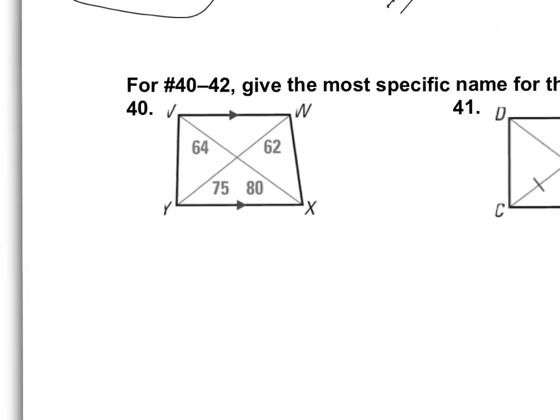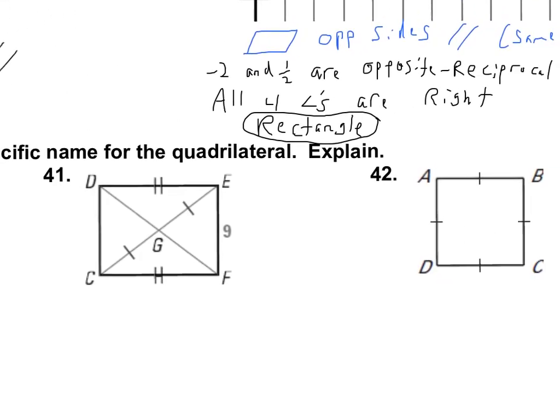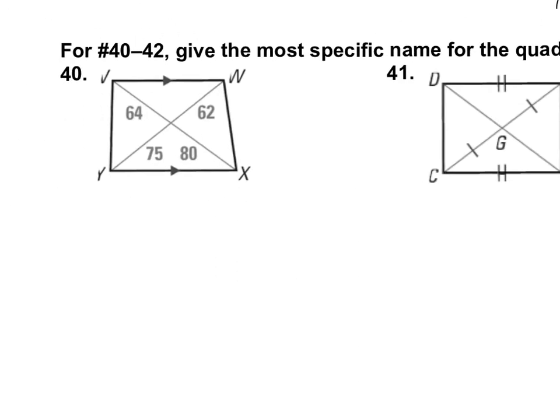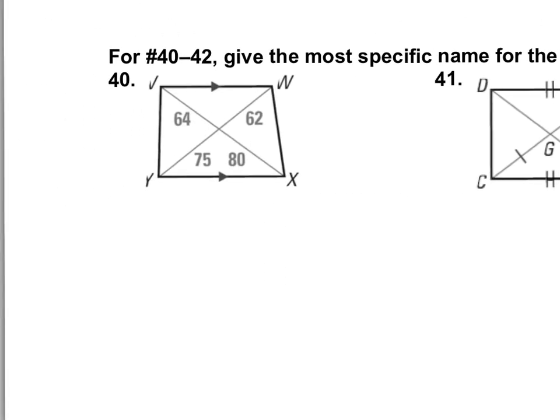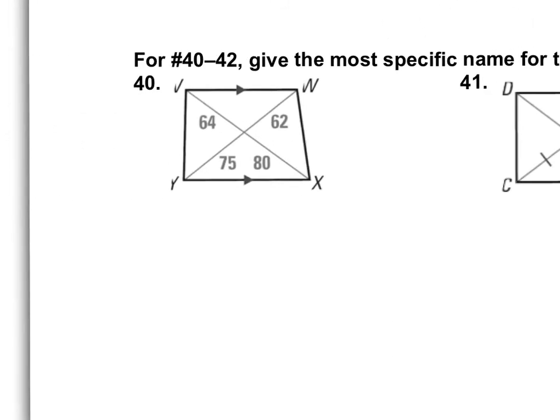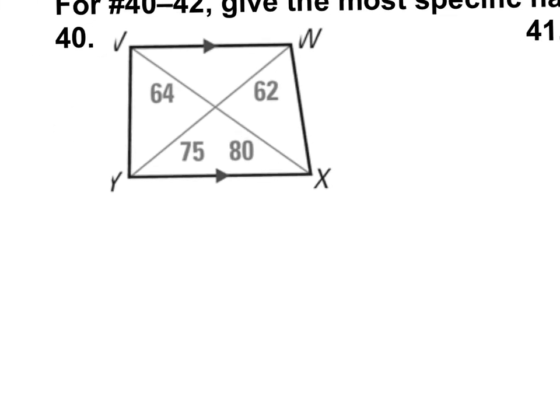Okay, here we have some more, but we're not graphing these ones. They are already displayed with the data that they're giving us, and we just have to make the decision. So give the most specific name for the quadrilateral and explain. Okay. Well, when I start off, I think it's a trapezoid because I have one set of parallel sides. And let's see here, the angles are not bisected. So, you know, if you were thinking, well, it has one pair of parallel sides, maybe the others are too, and it could be a parallelogram. If it were a parallelogram, the diagonals would be bisected, and these are not.